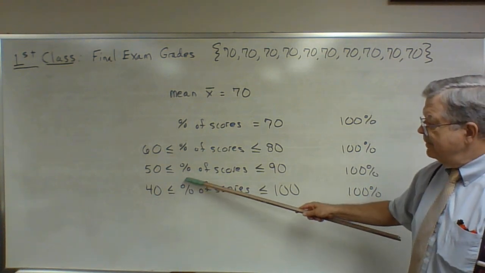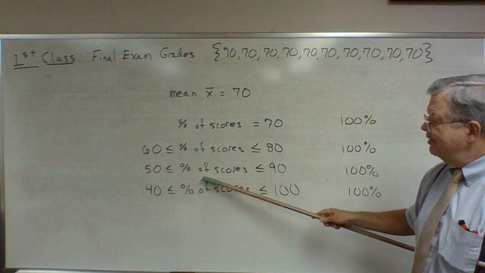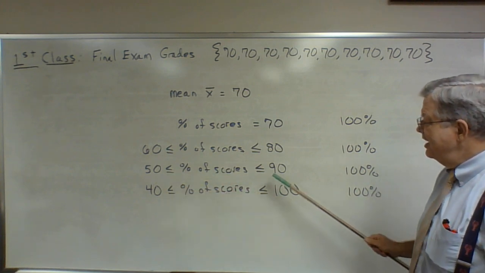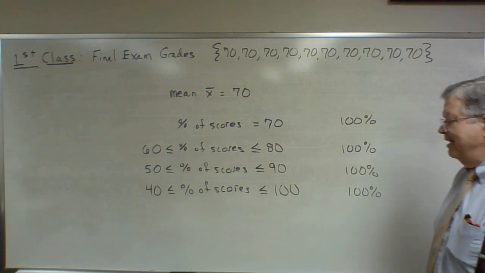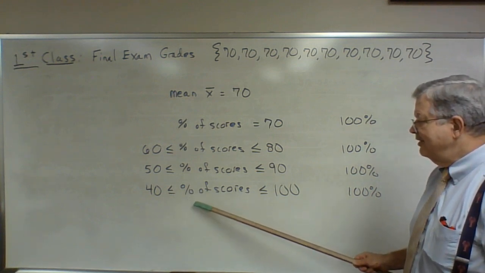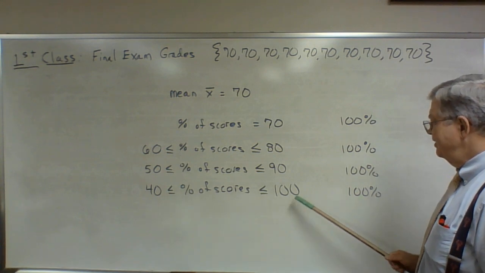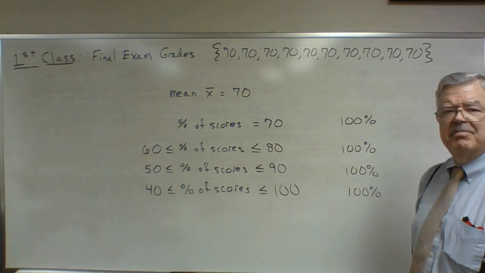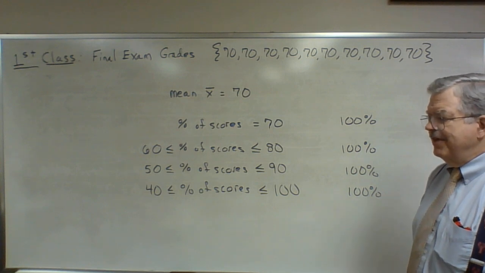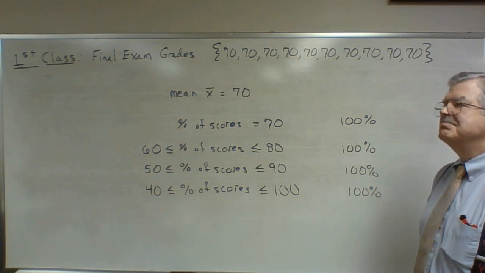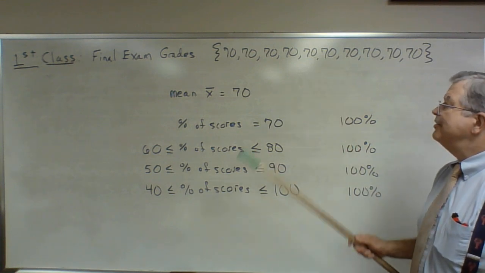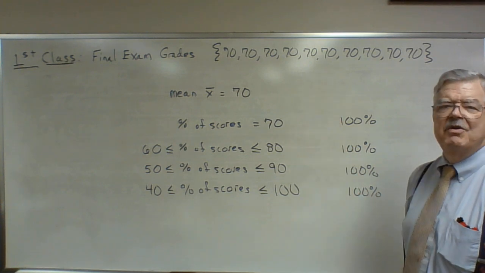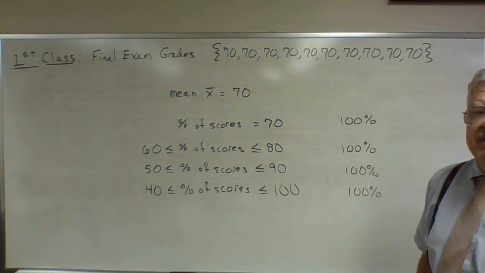Now let's do this interval. What percentage of the test scores fell between 50 and 90? Still 100%. And percentage of scores that fell between 40 and 100? 100%. This was a very unusual class. I would say that the test scores of this class are not normally distributed, whatever that means.